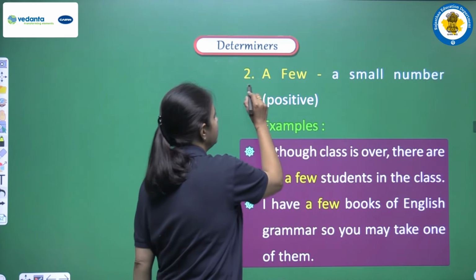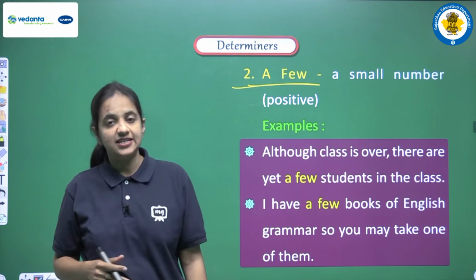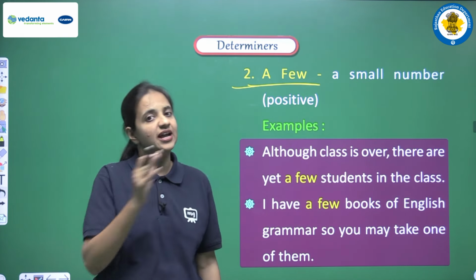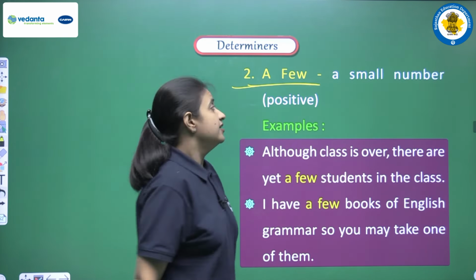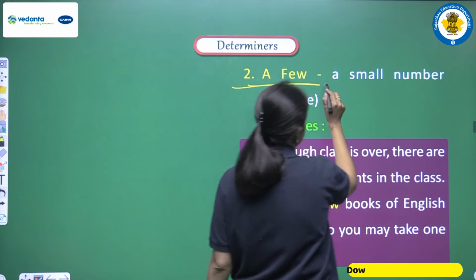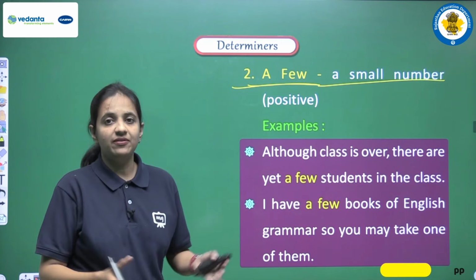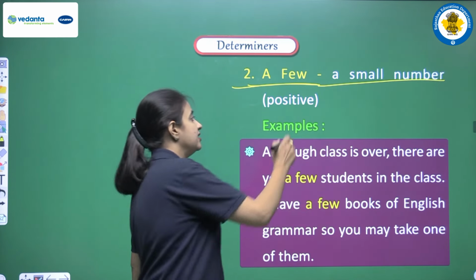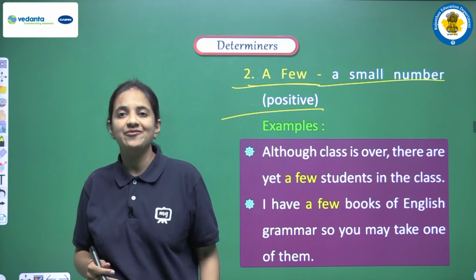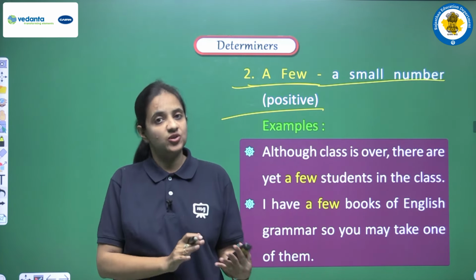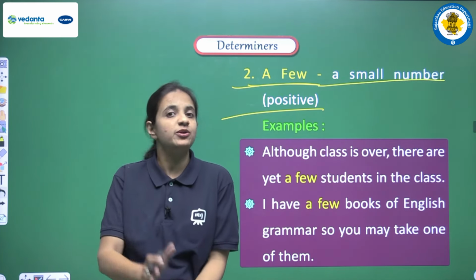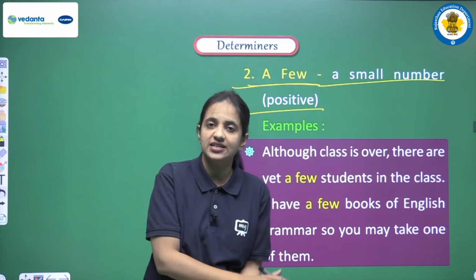Next we are having a few. So now let's see the uses of this determiner, that is a few. Let's see when we are using a few, it means a small number. Now we are having some quantity with us, and in the sentence we are having a positive meaning. So yes, this is the difference between few and a few.